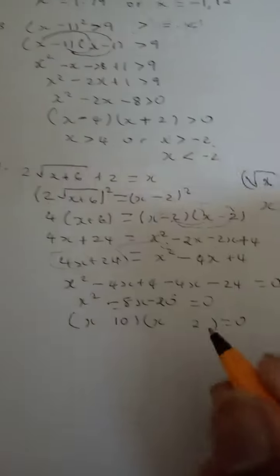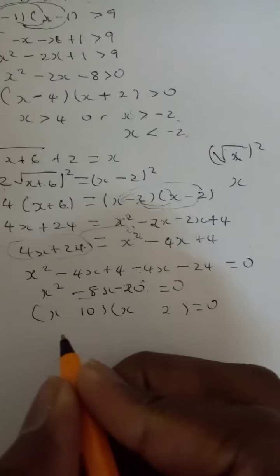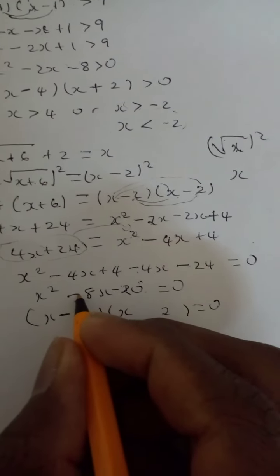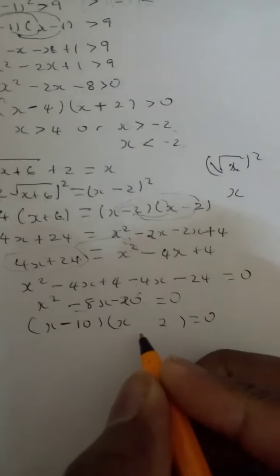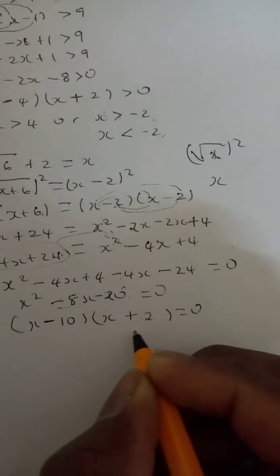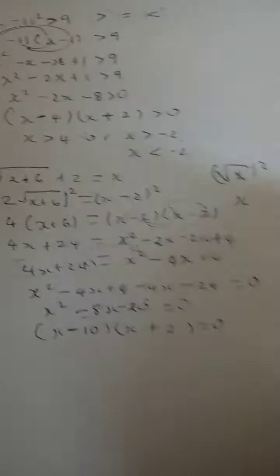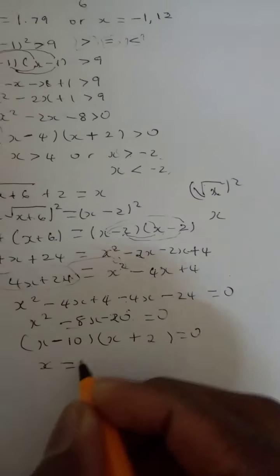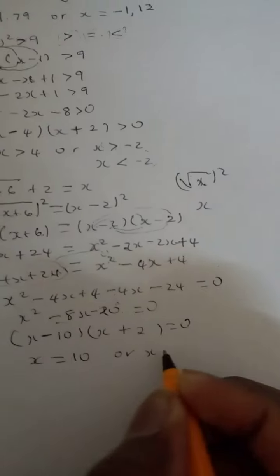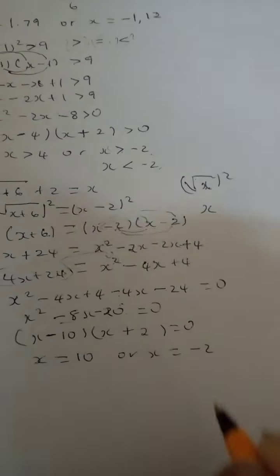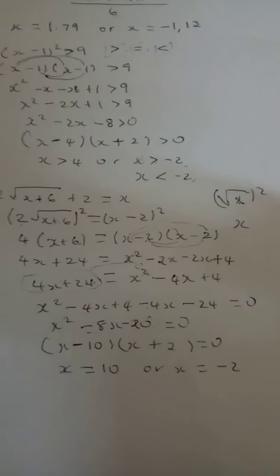So our factors are 10 and 2. And remember, the bigger number takes the first sign. So we have something like this. The bigger number is 10, it takes the first sign, which is negative. Obviously, the second one is going to be positive. Remember that, that's a trick that always works. Then you have x equals 10, or x, bringing it to that side, it's going to be negative 2, right?